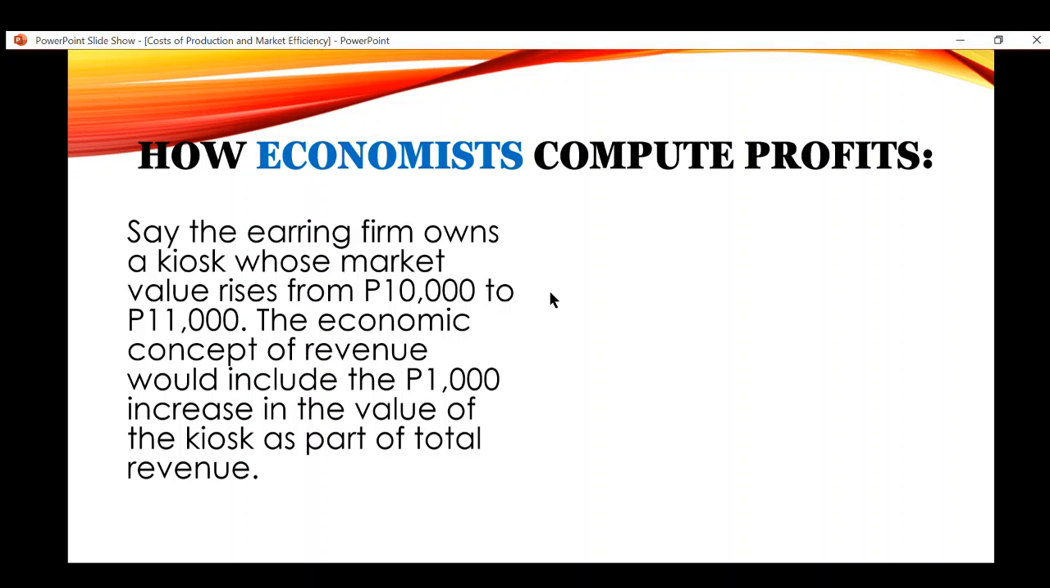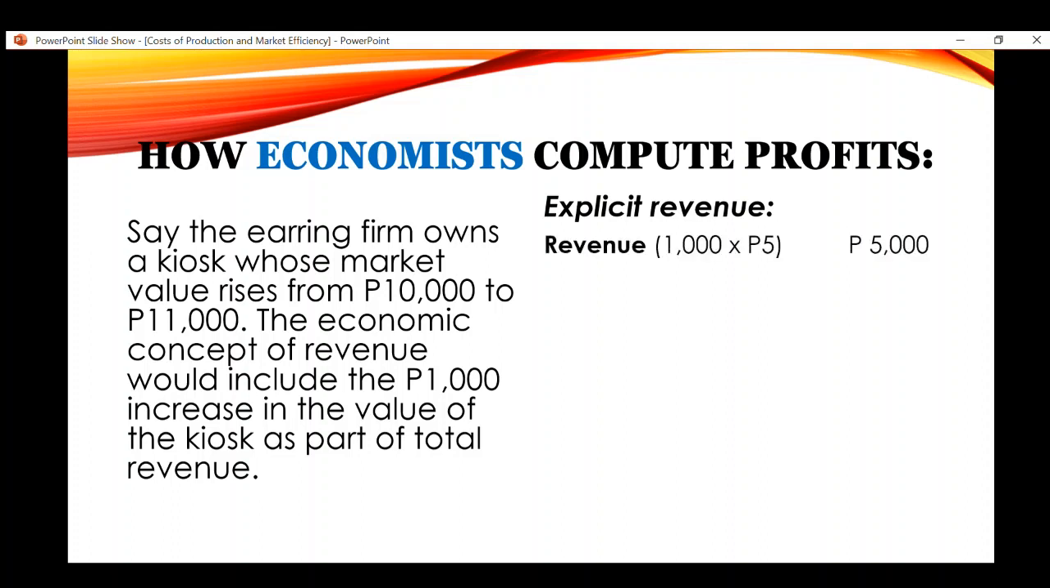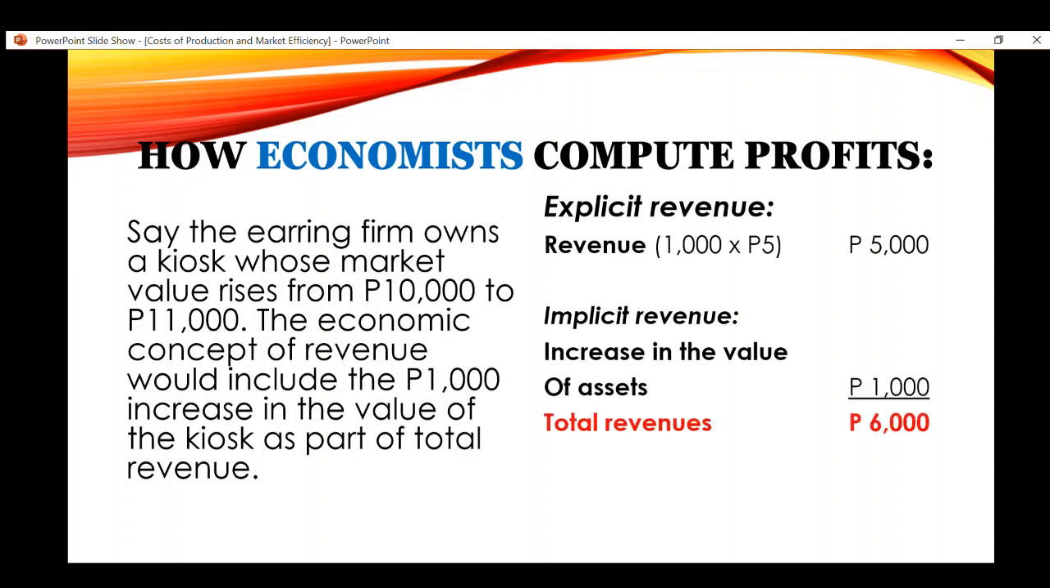Say that the earring firm owns a kiosk whose market value rises from 10,000 to 11,000. The economic concept of revenue would include the 1,000 increase in the value of the kiosk as part of the total revenue. So if you can recall earlier, we mentioned that ang halin or ang ilahang revenue from the earring firm is 5,000 pesos. And then we have here the added revenue, which is our implicit revenue, katong pag saka sa value sa iyang property from 10,000 to 11,000. So na increase in the value nga 1,000. So our total revenue now is 6,000 pesos.